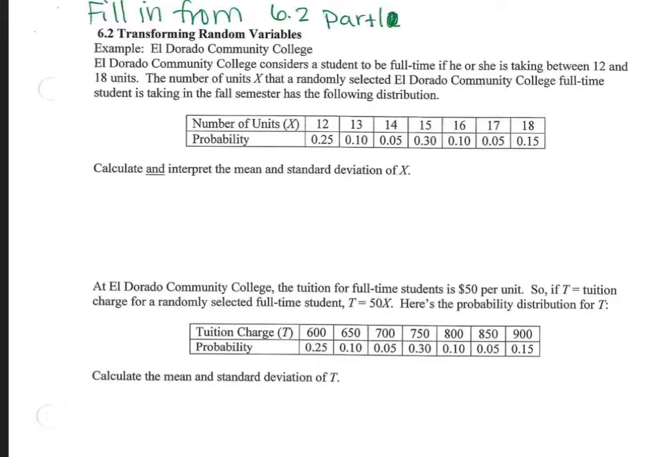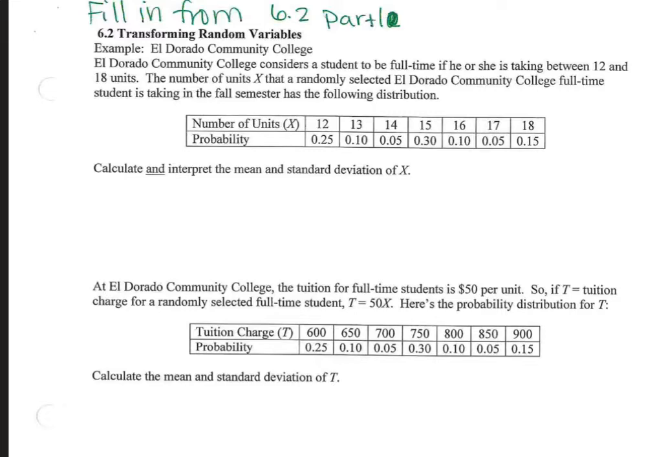We're going to be using the same example throughout this whole video, El Dorado Community College. In order to be full-time at El Dorado Community College, they need to be taking somewhere between 12 and 18 units. The number of units that a randomly selected student is taking has the following distribution. So they could take anywhere from 12 to 18, and those are the probabilities that they take them.